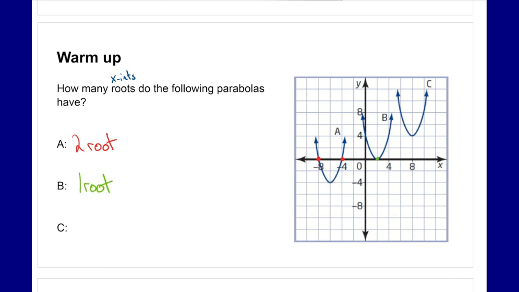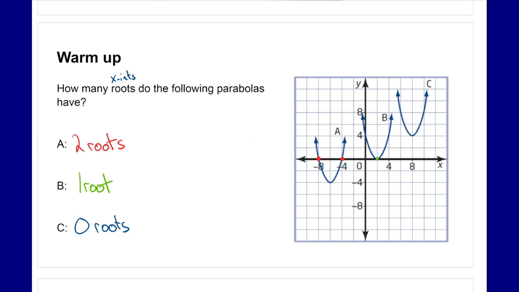And then finally, for C, we can see that its vertex is above the x-axis. It's not crossing the x-axis in any way that we can see, and based on the arrows, it's not going to at any point. So in this case, we could say there are 0 roots.